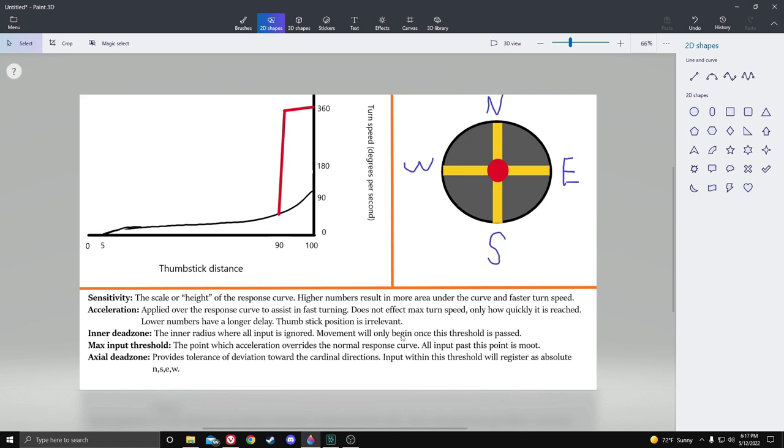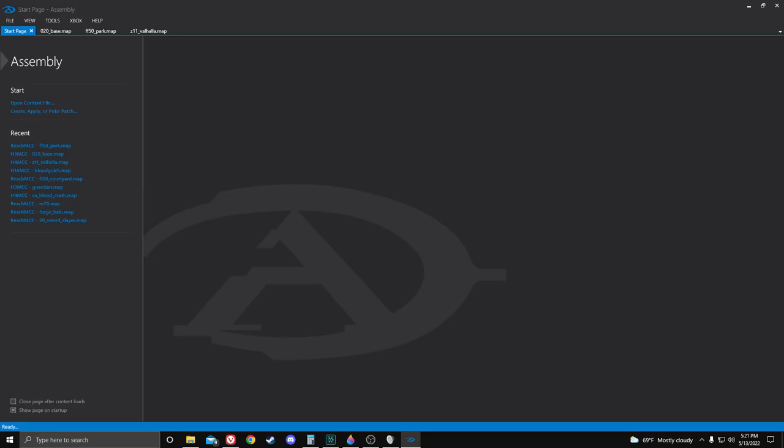So now that you understand all of the controller settings and exactly what they do, how do you get Halo Infinite controlling like the MCC? Well, why don't I just go into assembly and get those stats directly from the engine for you? Now, I'm going to be giving you the values for the PC version of the MCC, and I'm going to assume it's the same on console.